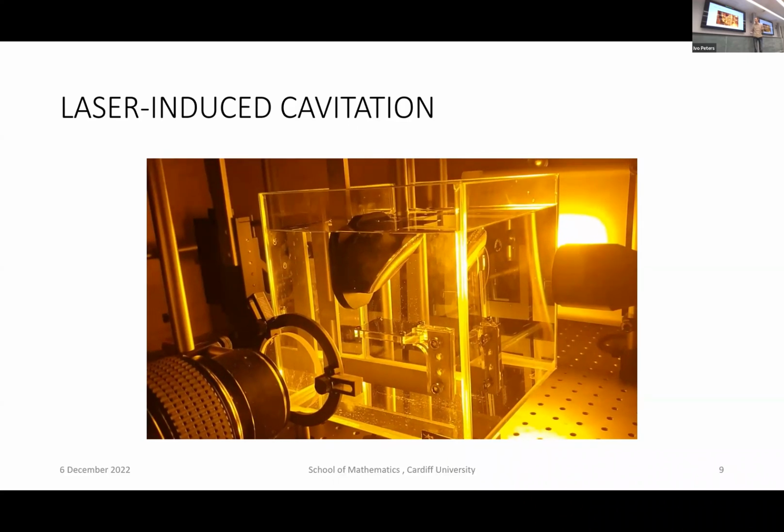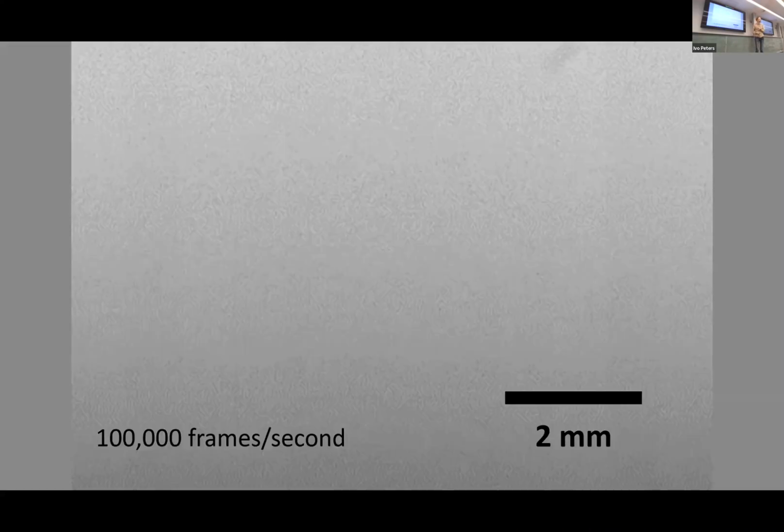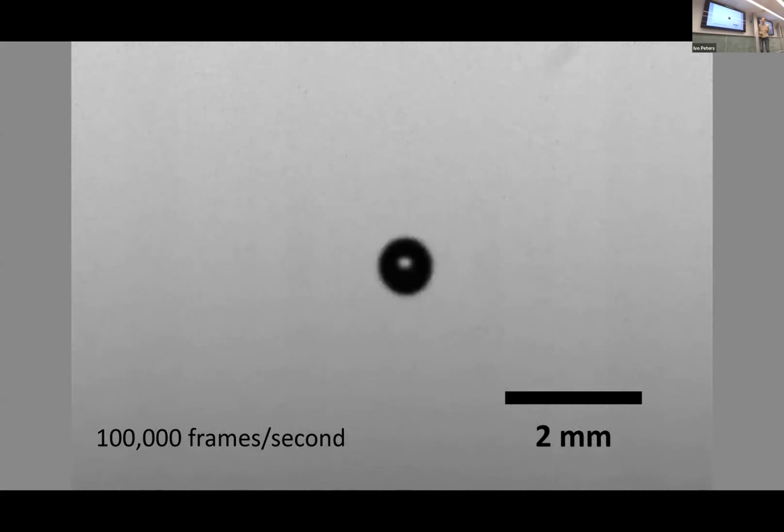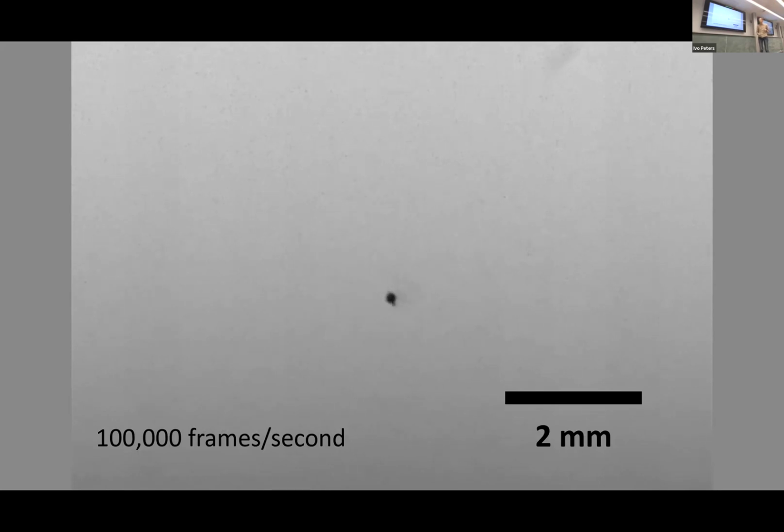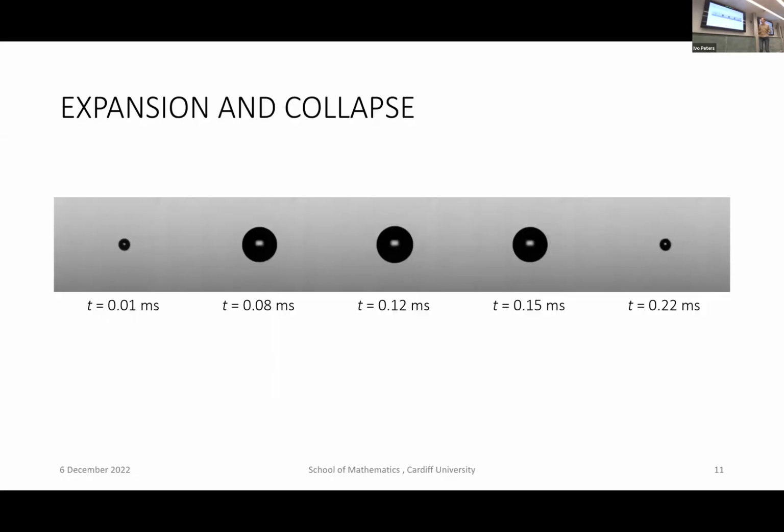But if you look at this experiment through the high-speed camera, recording at 100,000 frames per second, then this is what you see. Just very nicely one bubble being created, growing and collapsing. And this whole sequence of growth and collapse takes 0.22 milliseconds. So while you blink your eye, such an experiment can happen multiple thousands of times. So that's it for standard expansion and collapse. So this is our experiment.